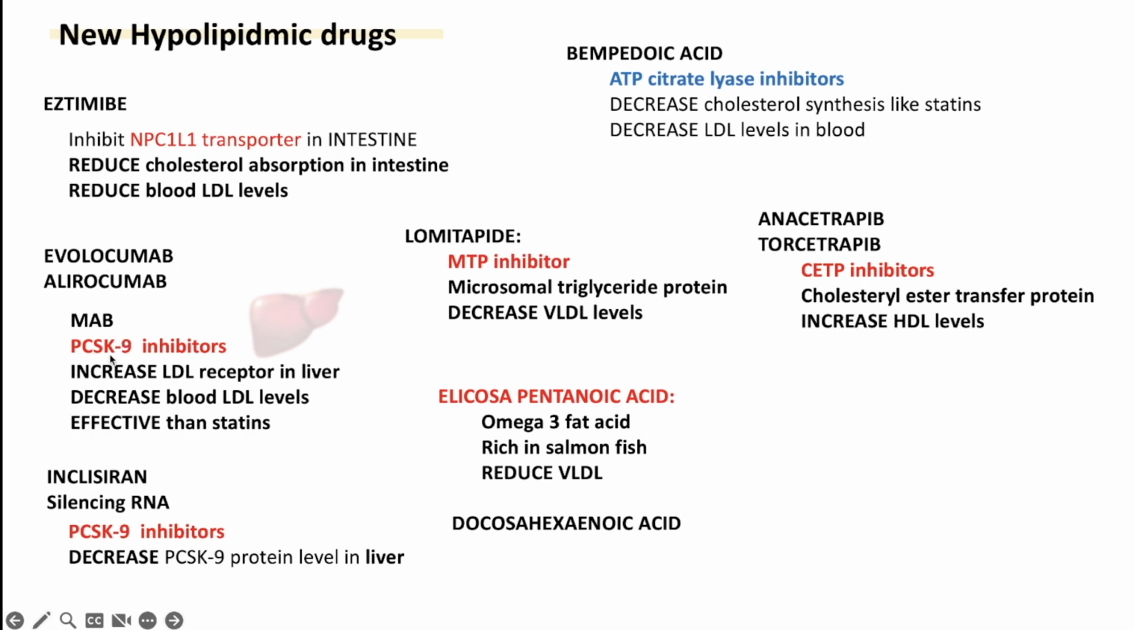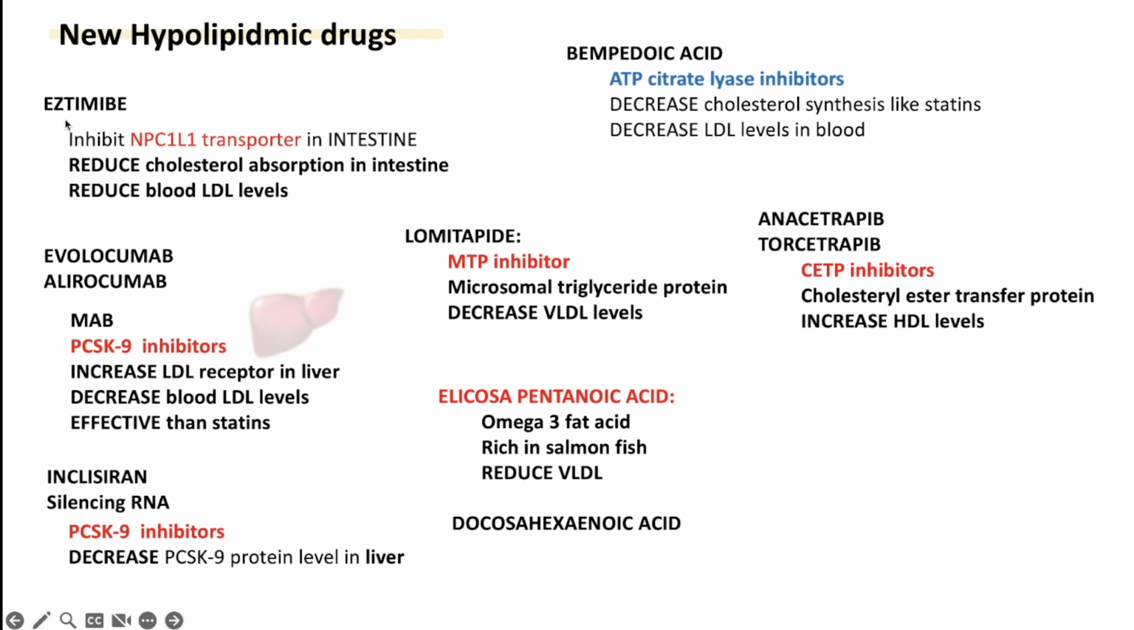And we have the PCSK9 inhibitors, which are monoclonal antibodies. Examples are evolocumab and alirocumab. Basically, they increase LDL receptor expression on the liver and decrease blood LDL levels, and they are more effective than the statins. There is one more, a silencing RNA PCSK9 inhibitor, that is inclisiran, which decreases the PCSK9 protein levels in the liver. Apart from that, we have bempedoic acid, which is an ATP citrate lyase inhibitor, which decreases cholesterol synthesis similar to statins, and that decreases LDL levels.